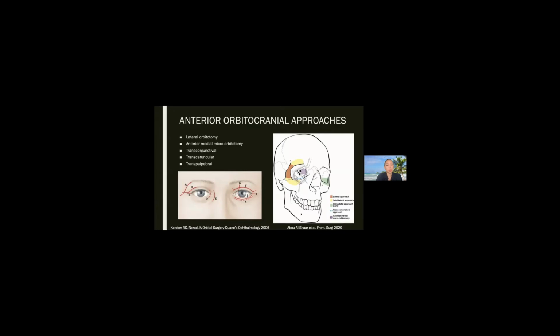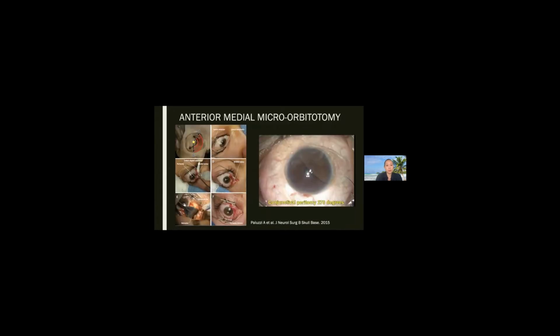And the most common way that they do optic nerve fenestrations is through an anterior medial microorbitotomy. So that essentially gets you the medial 1 o'clock to 6 o'clock. Essentially, a medial conjunctival incision is done. Let's see if this video will play.